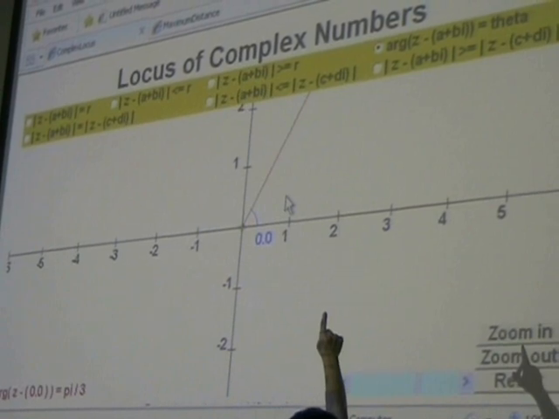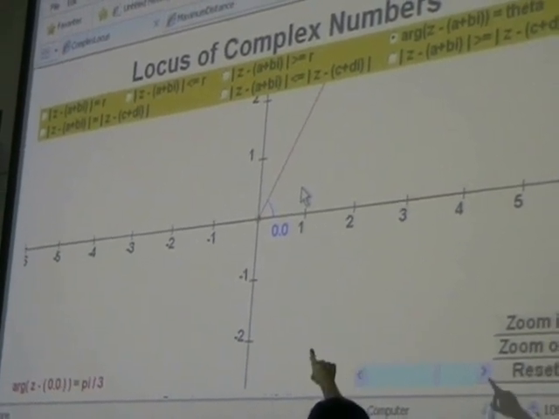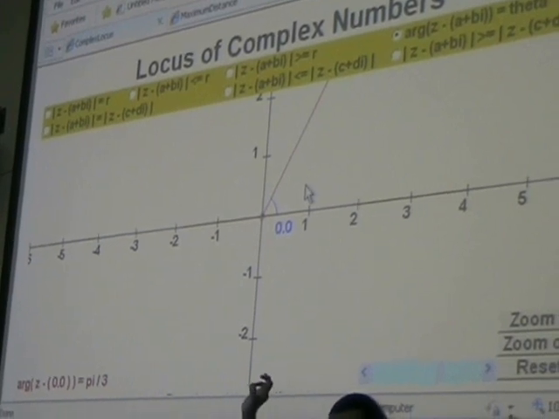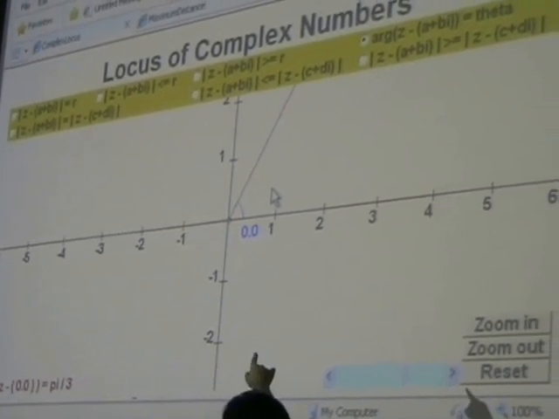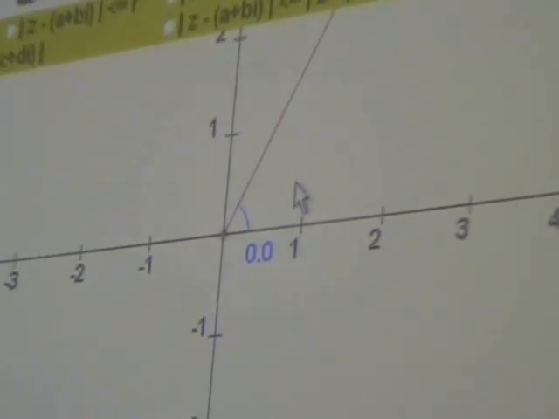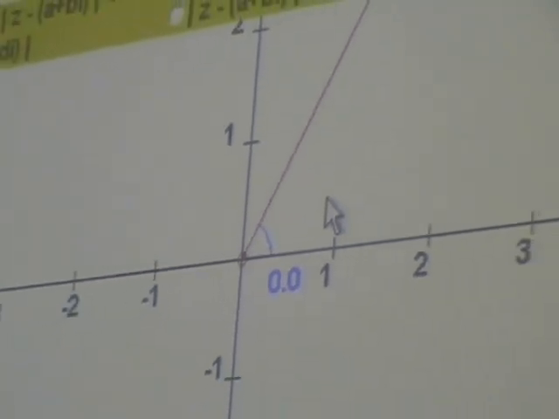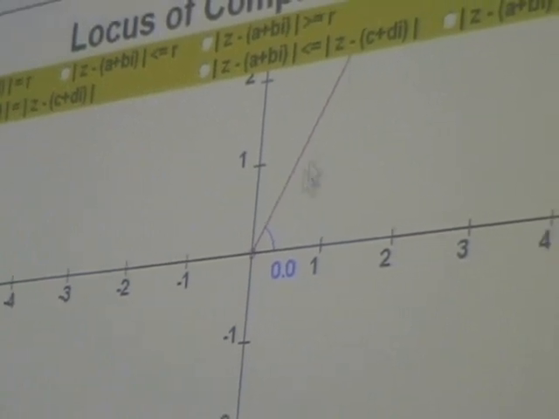You find that if you look closely, when I draw this red line here, the origin I exclude. The origin, I'll put a small empty circle to show that argument of 0 is not defined. It's not 60 degrees, it's not 0, it has no value. So that's why when I draw this locus, there's always an empty circle.